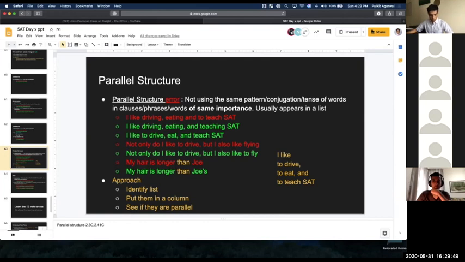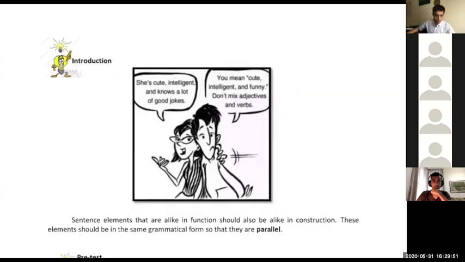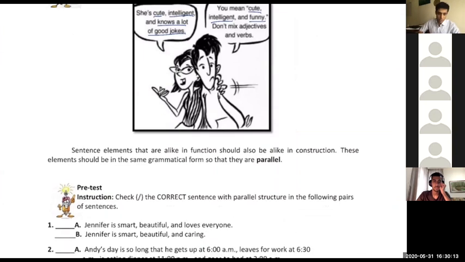All right, we are going to do a quick exercise to really drill this home. Let's see, what is wrong in this quote? We have "cute, intelligent, and knows a lot of good jokes." But actually, you want to do "cute, intelligent, and funny." That's basically what parallel is.